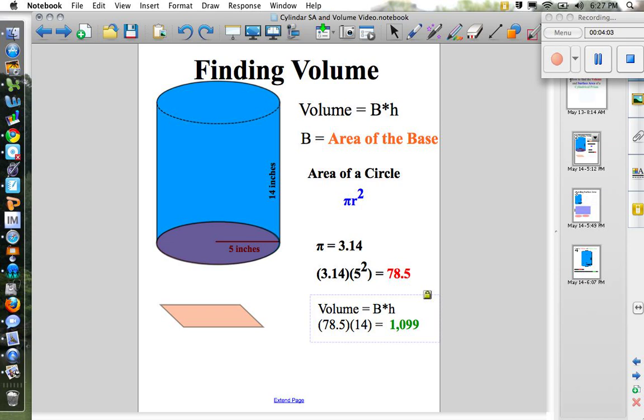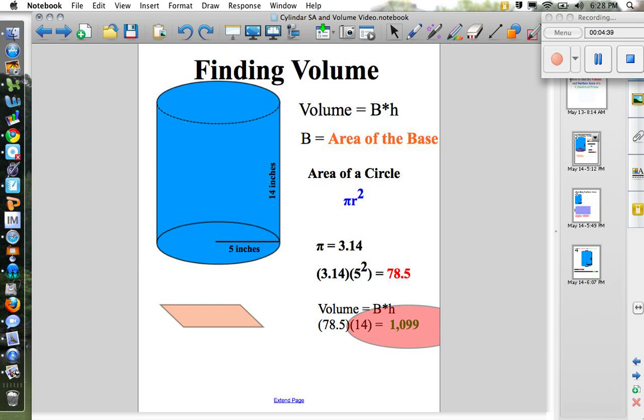Let's recap this one more time, because I think the volume is a little confusing here. We need to find the area of the base, which in this case is this red circle. Since it has a radius of 5 inches, we go 5 squared, which is 25, and multiply that by 3.14, and we get 78.5. We then multiply 78.5 by the height of 14 inches, and 78.5 times 14 equals our grand total of 1,099 inches cubed.